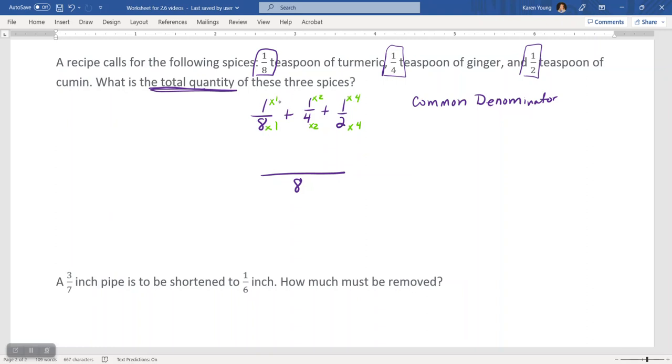So then what I have on the top is 1 times 1 is 1, then plus 1 times 2 is 2, and then plus 1 times 4 is 4. Then I'm going to add them together. 1 plus 2 is 3, plus 4 is 7. So I have 7/8 teaspoons. 7/8 of a teaspoon for all three spices.